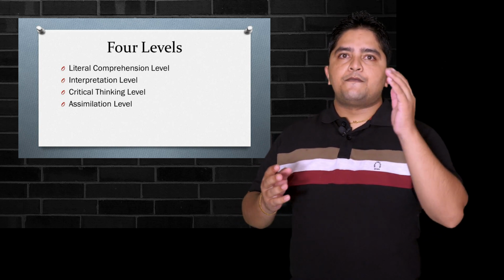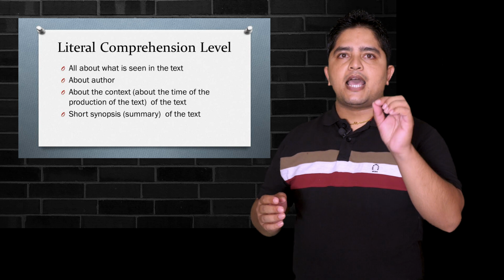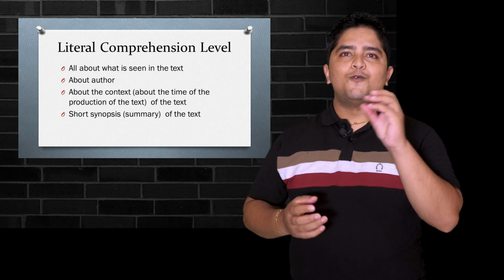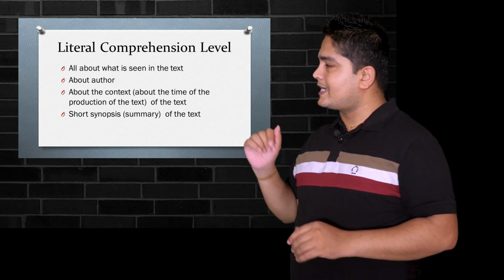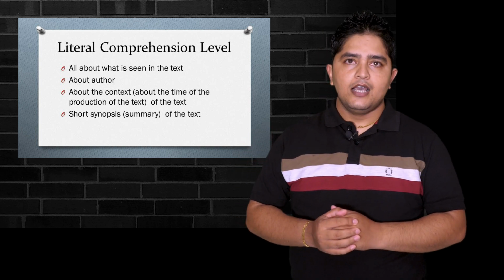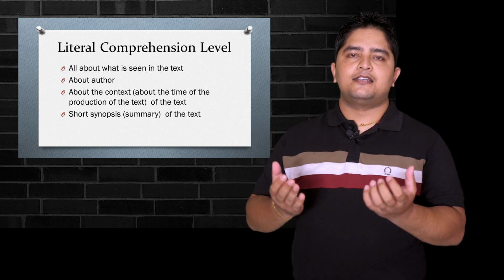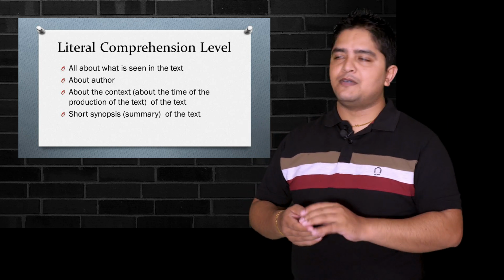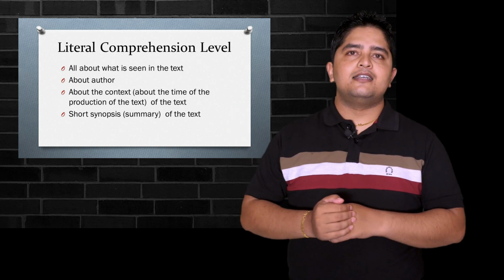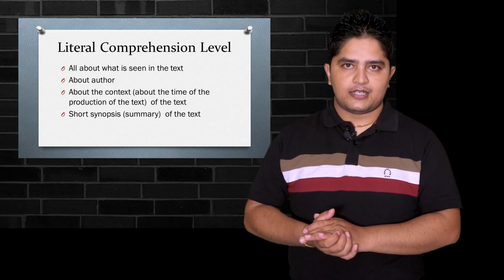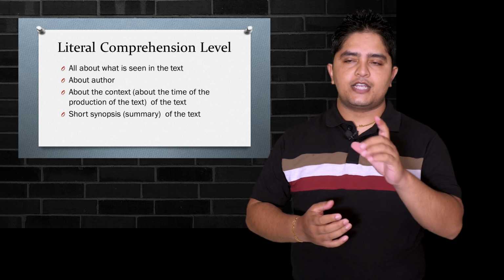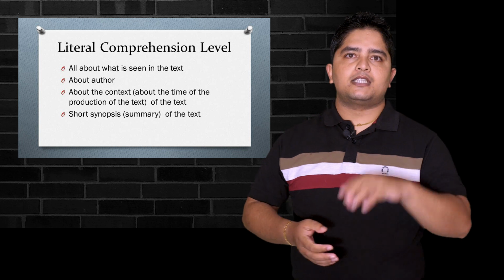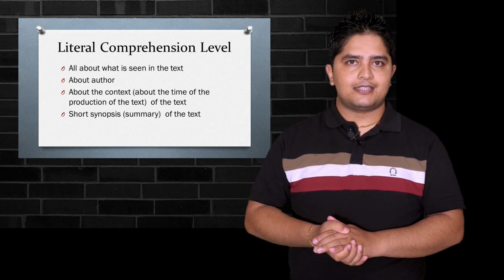Okay, so the first one is literal comprehension level. This simply means, what do you understand by the text? Okay, what you have got from the text, or what have you understood out of that particular text is literal comprehension level. For example, you all have studied the story of a thirsty crow, isn't it?